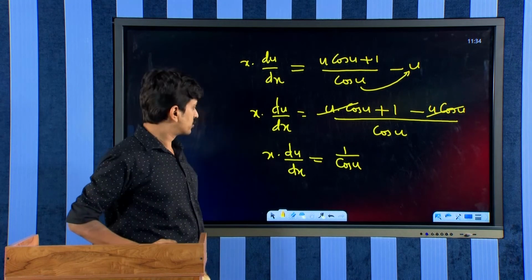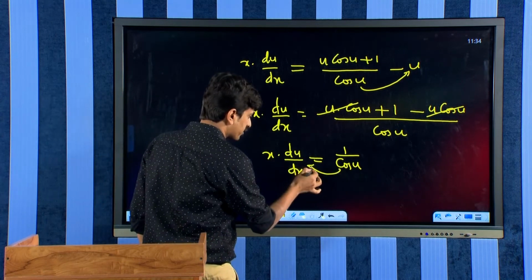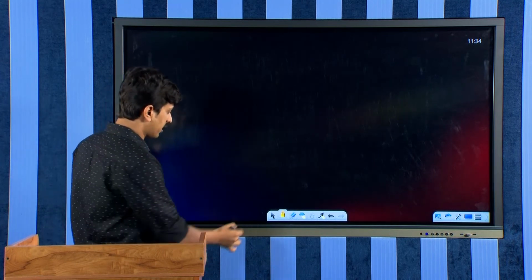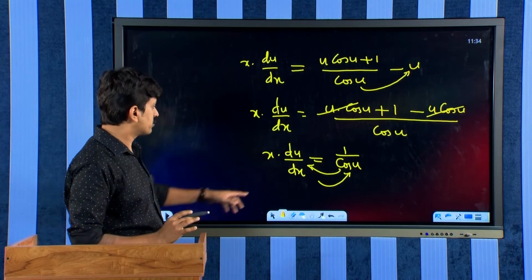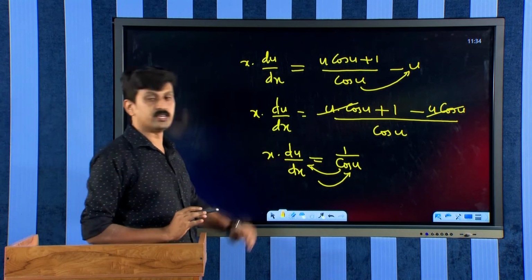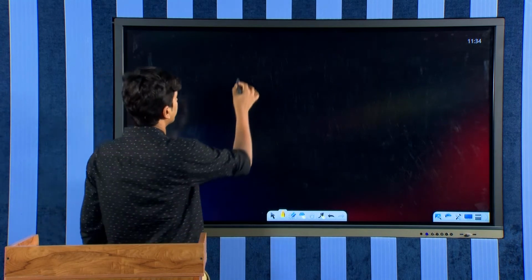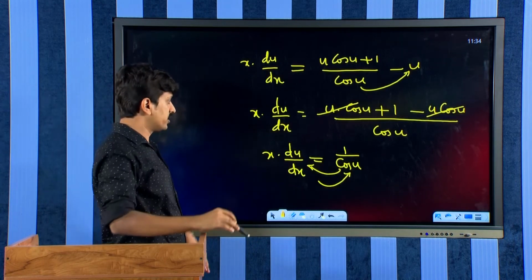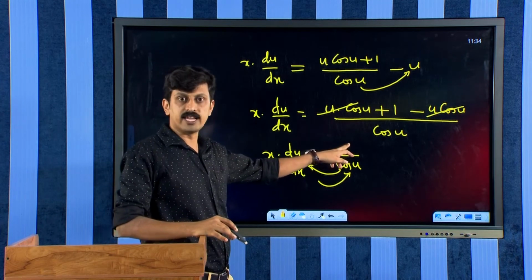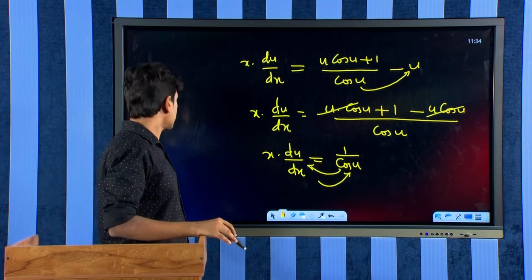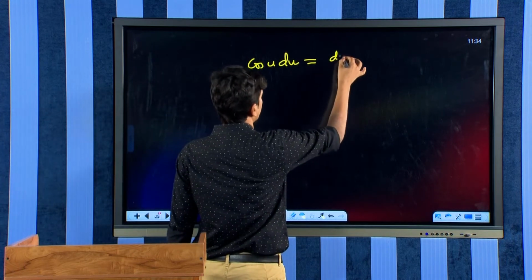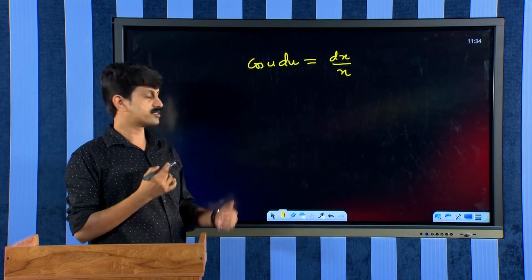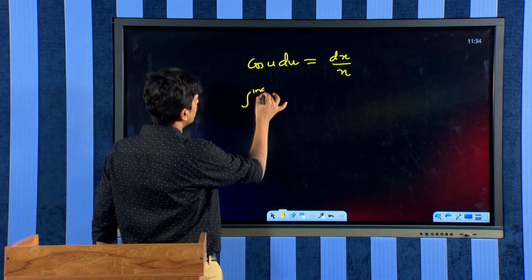So, we can take the terms of u to one side, terms of x to the other. Finally, we will have cos u du is equal to dx by x. Now we have separated the variables, so we can integrate both sides.